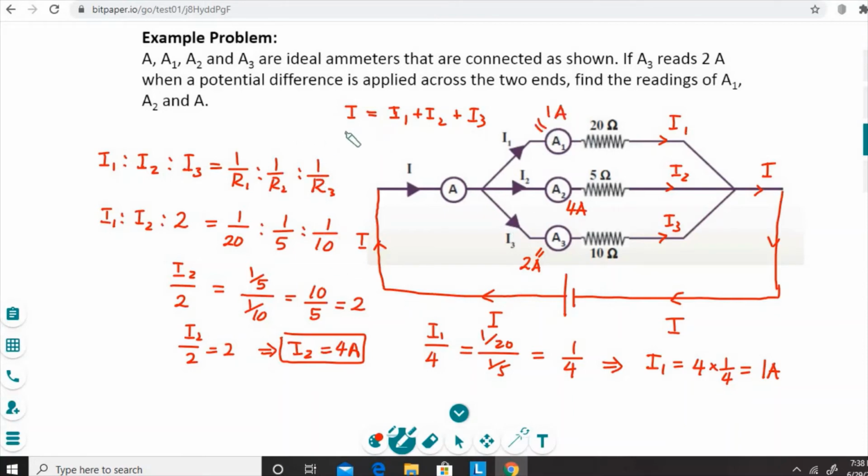And then, in order to find the current through ammeter A, I just need to sum up all these current parts. So here I'll have 1 amp, here I have 4 amps, and over here I'll have 2 amps, resulting in 7 amps. So the current here is 7 amps. That's how you find the total current that passes through the battery, and the current along the respective resistors. So that's how you figure this out.